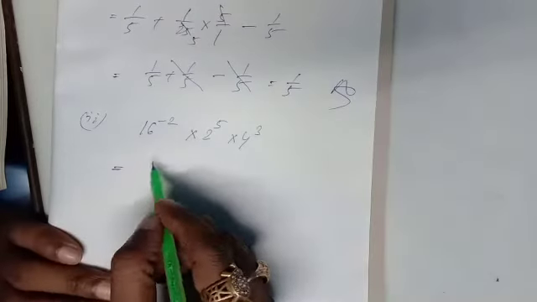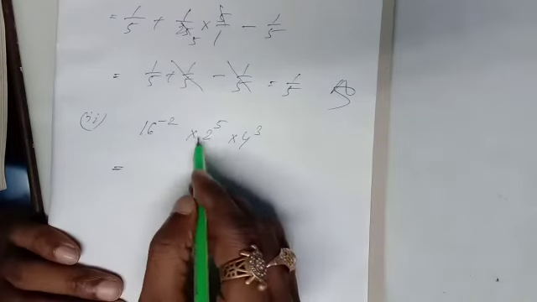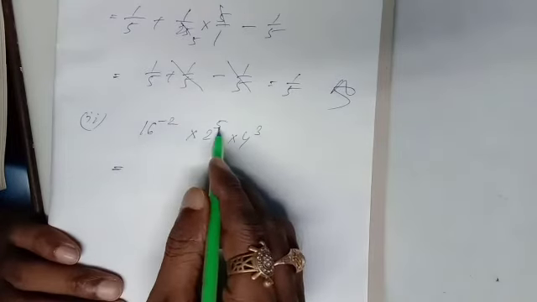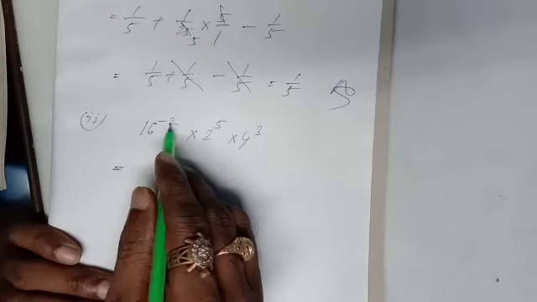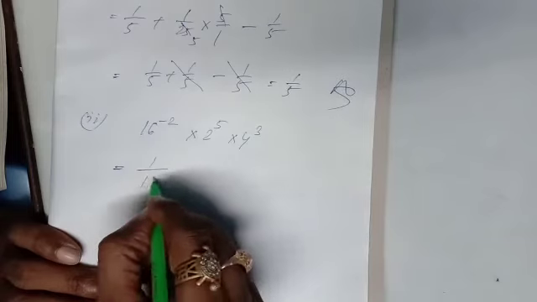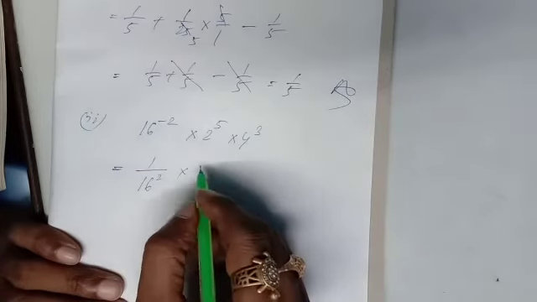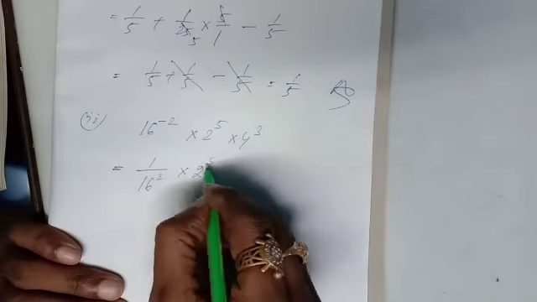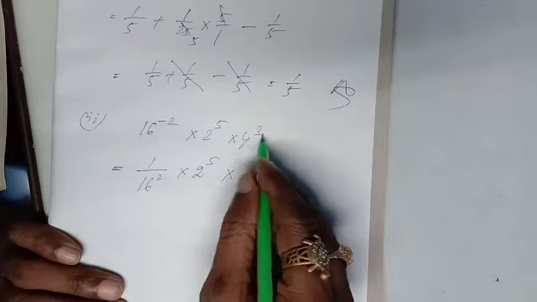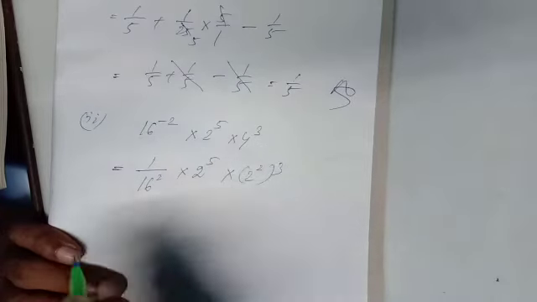Number 1 second part, the question given is 16 to the power minus 2 into 2 to the power 5 into 4 cube. 16 to the negative power minus 2 means you have to write 1 by 16 square. Here 2 to the power 5 means what? You have to multiply 2 five times. Okay, keep it like this, only 2 to the power 5. And here 4 cube, 4 means what? 2 whole square, 2 whole square whole cube.